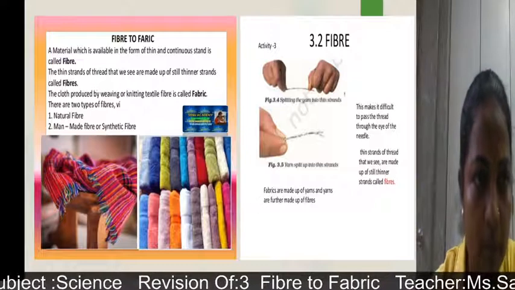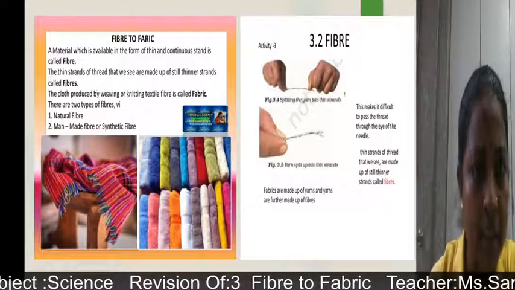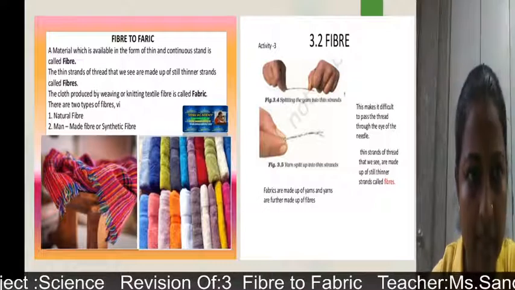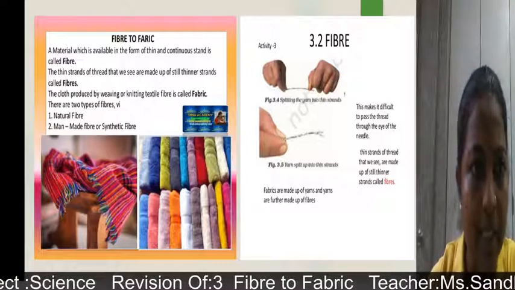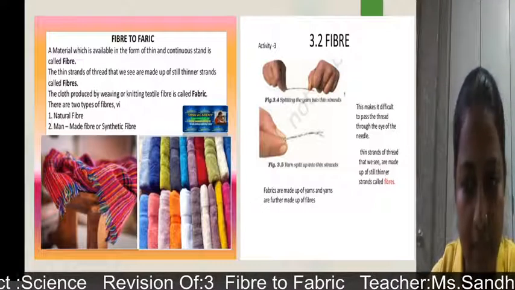The cloth produced by weaving or knitting textile fiber is called fabric, and there are two types of fibers, that is natural and man-made, that is synthetic fiber.